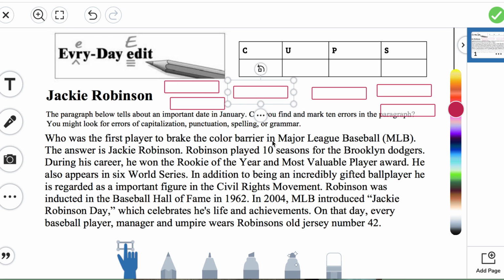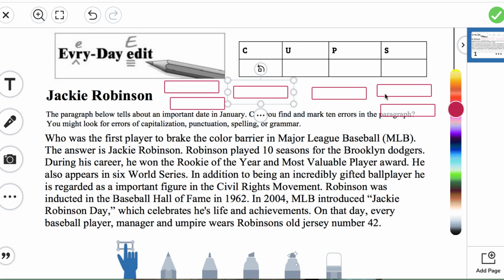Your objective for this lesson, what you're learning about, is to edit the 10 errors in the nonfiction biography by using your CUPS strategy. When you edit, you have to fix the errors. There's 10 of them. A biography is someone's life story. Nonfiction means it's real. Jackie Robinson was a real person. And the biography is filled with facts.